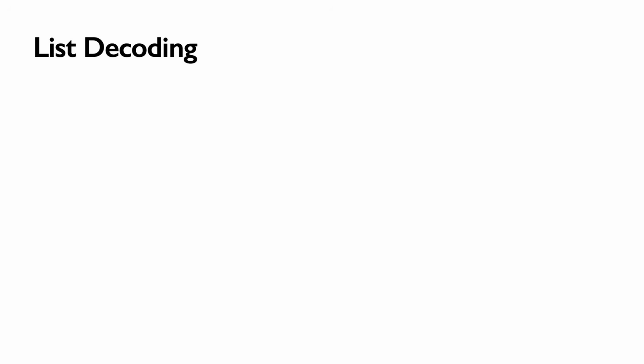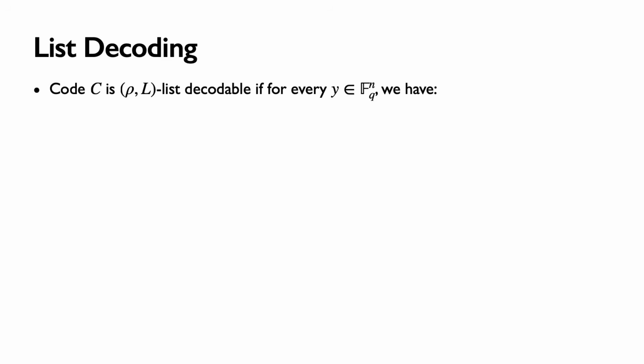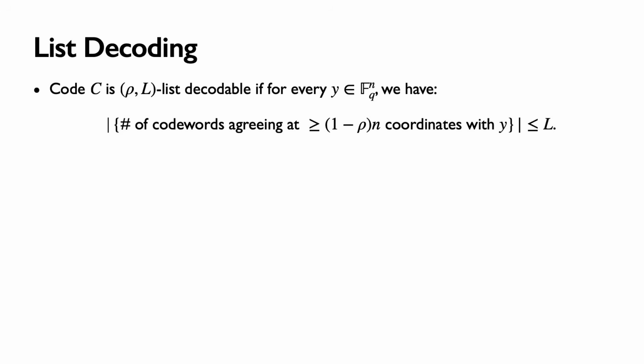So formally, this is known as list decoding, and the parameters are as follows. We say that a code C is (rho, L) list decodable if for every vector y in F_q^n, the number of code words agreeing with y on at least (1 minus rho) n coordinates is at most capital L. So think of capital L as 10 or something, and think of rho as a constant here.